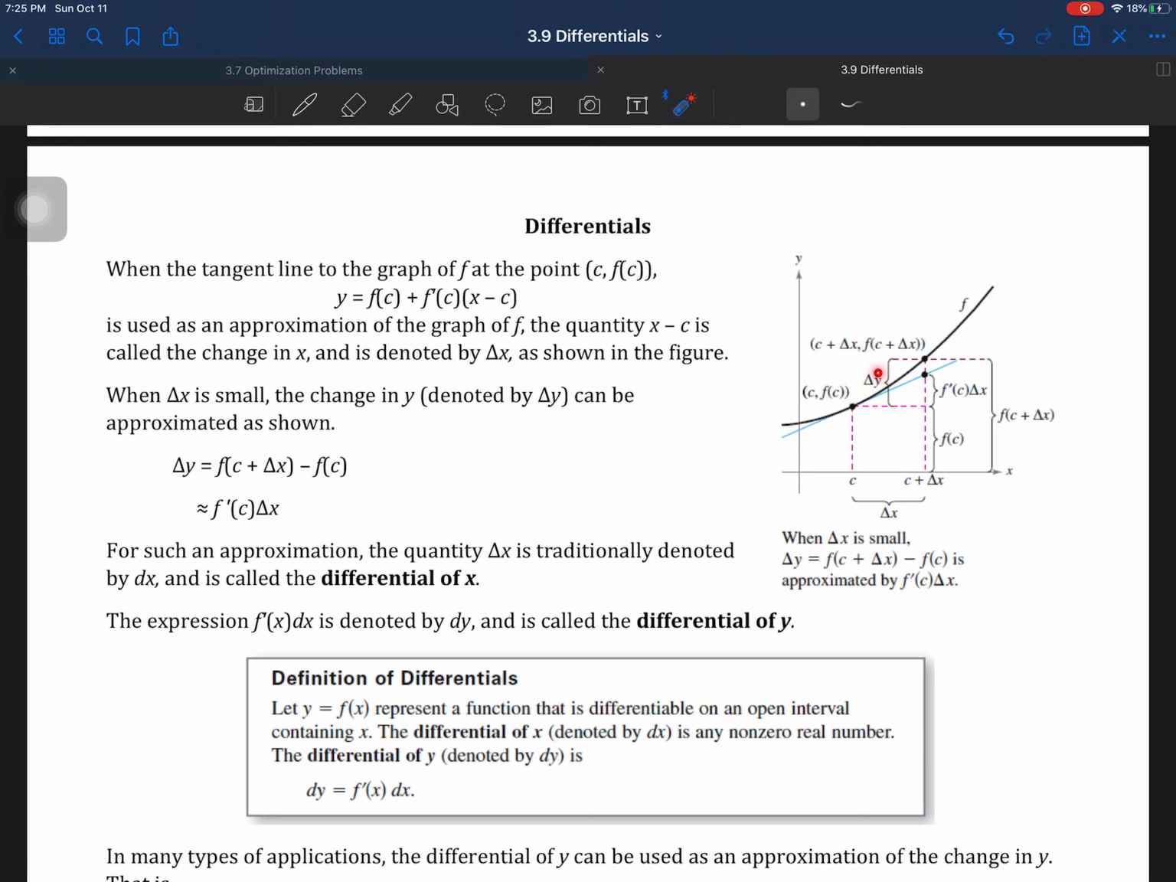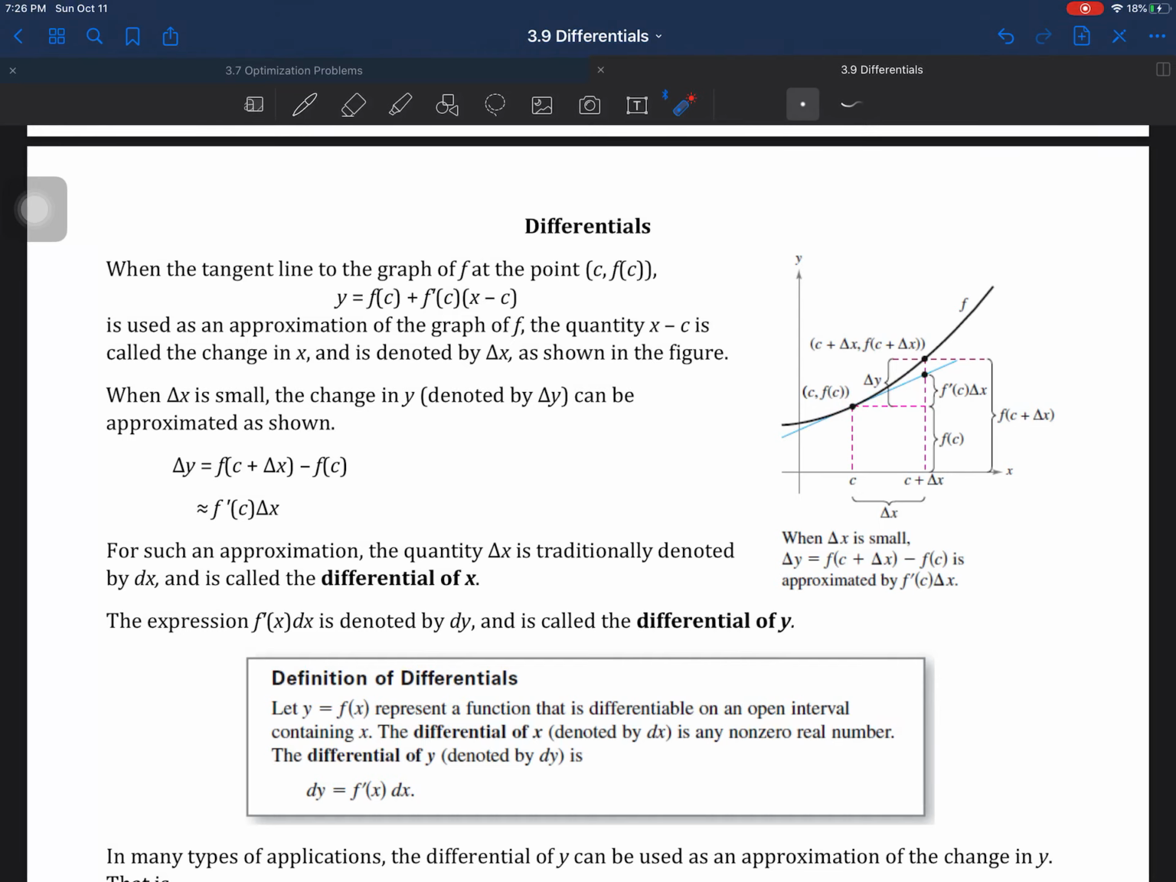The difference of y, we're going to call that delta y. If you notice here, this difference is a little bit bigger than this difference right here. But what is this right here? Well, can we compute this? Yes, it actually depends on your tangent line. In fact, this right here happens to be f prime of c times delta x, the derivative of f at c times delta x.